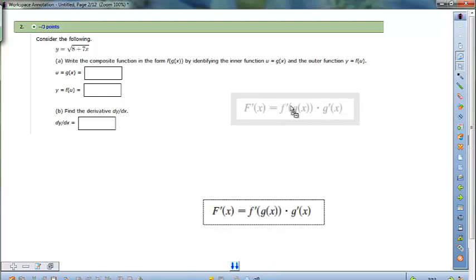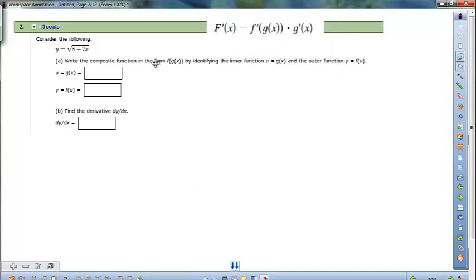Here's our first problem. Let me put the formula up here. The first problem says consider the following function. Write the composite function of the form f composed with g by identifying the inner function u, which is equal to g of x, and the outer function y, which is equal to f of u. So what we have to do is when we're looking at our function, we have to focus on what our outer function and our inner function is.